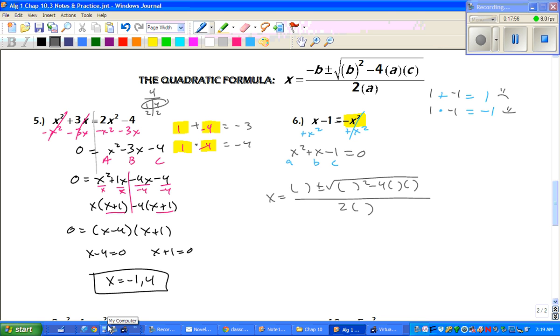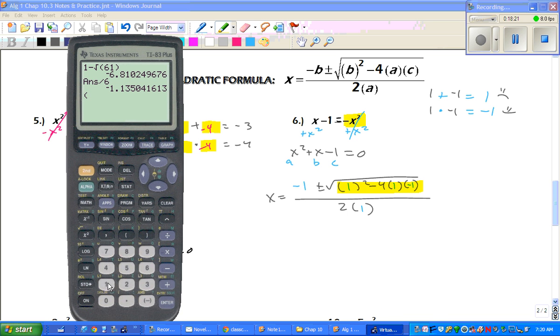So go ahead and pause the video and see if you can do it. Okay, that's what you should have gotten. Now, the key thing here is the opposite of b, because b is a +1. The opposite of that is a -1. All right, let's focus on what's inside right there. We have 1 squared minus 4 times 1 times -1, which gives us 5.